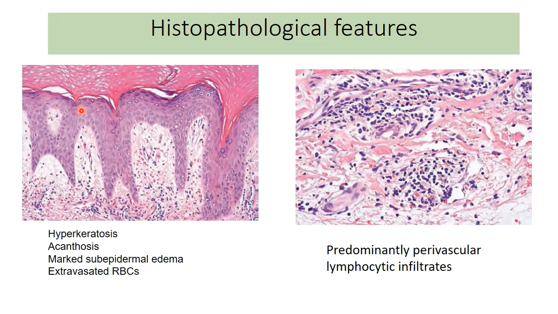The epidermis shows hyperkeratosis, acanthosis and marked subepidermal edema and extravasated RBCs. And here we can see predominantly perivascular lymphocytic infiltration and extravasated RBCs.